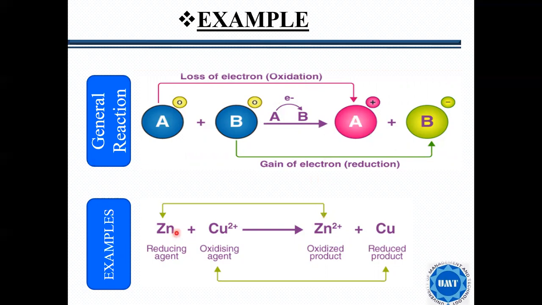This is the example of zinc and copper. Zinc acts as a reducing agent because it loses electrons. Copper acts as an oxidizing agent because it gains electrons. So zinc produces an oxidized product because it has been oxidized by losing two electrons, and copper has been produced by gaining two electrons.